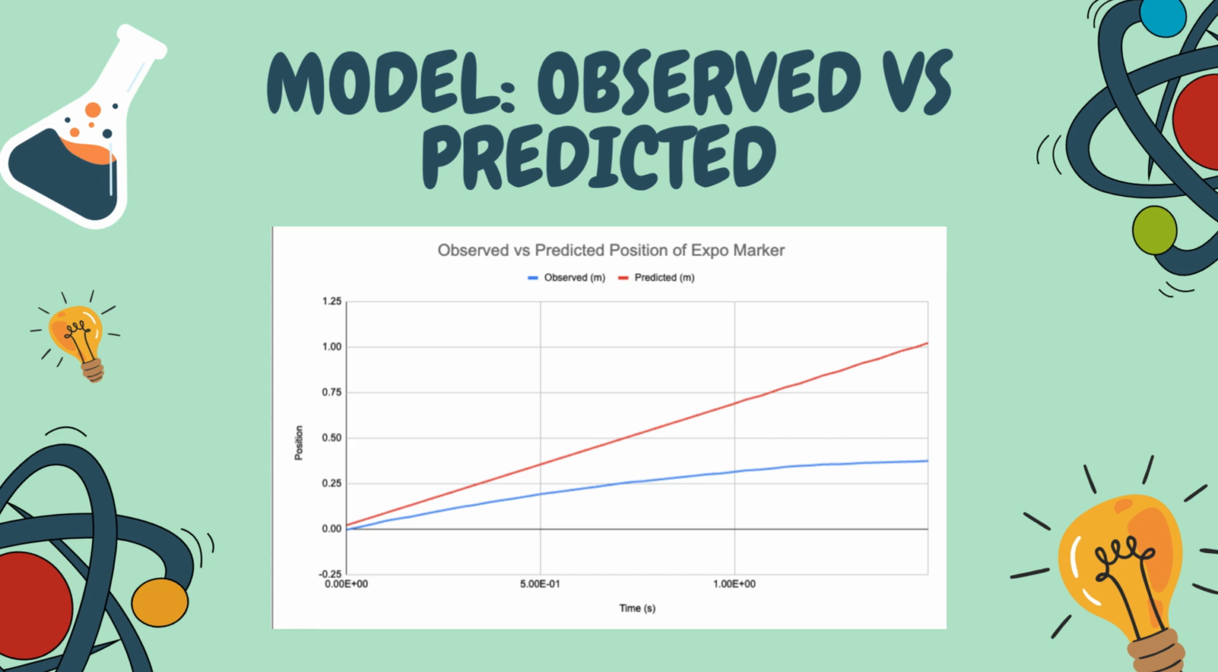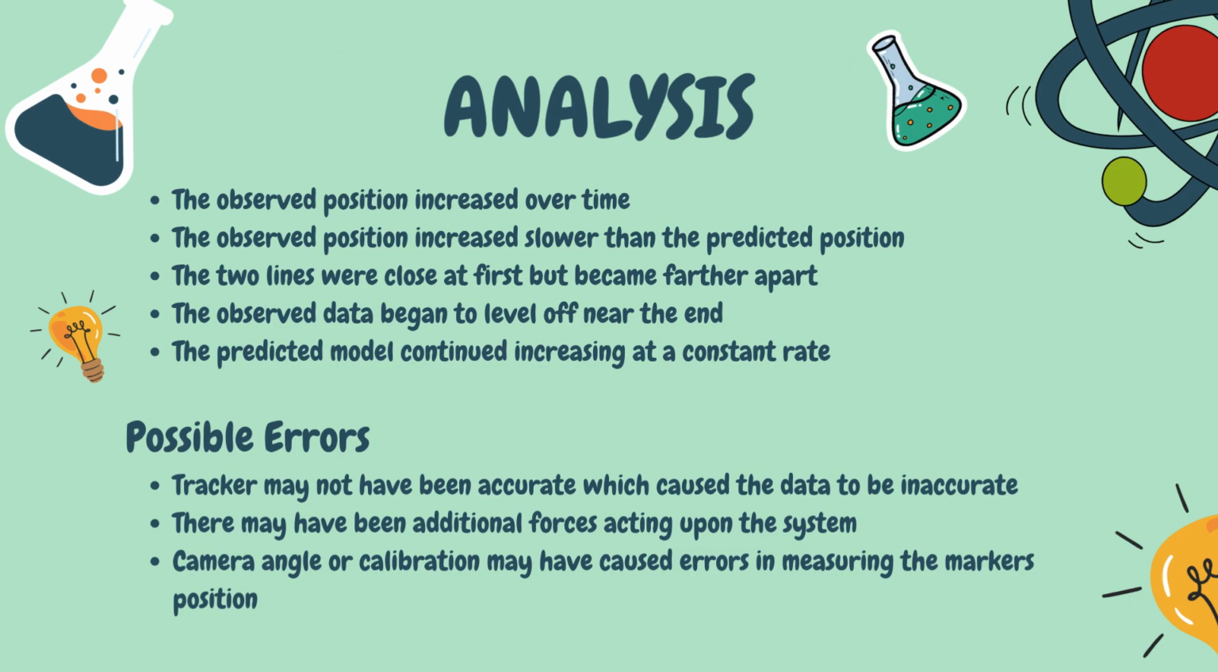Some possible errors for this could be that the tracker may not have been accurate, which caused data to be inaccurate. There may have been additional forces acting upon that system that we didn't take into consideration. And then the camera angle or the calibration could have been causing errors in measuring the marker's position.